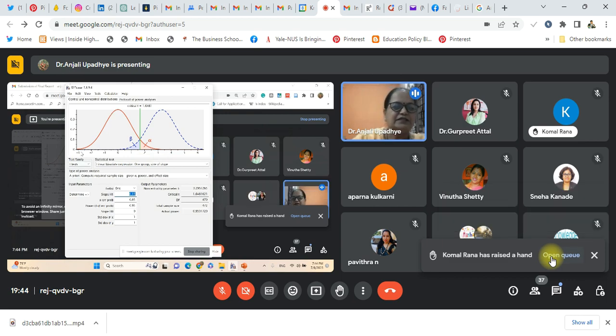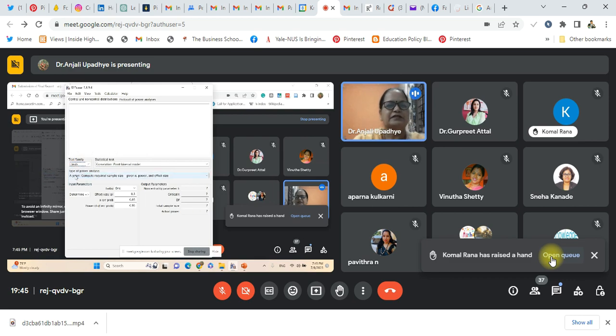So at the left hand side, there is a test family. If I click on test family, 5 tests are there: exact test, F test, t-test, chi-square test, and Z test. These all tests will cover all our statistical analysis. So this is the test family. Suppose I select here the t-test family.